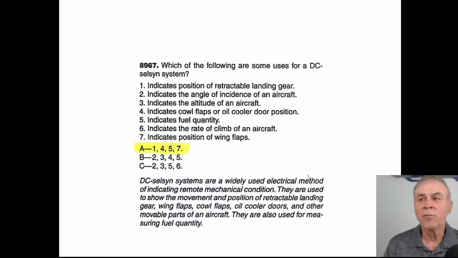So basically, what's the rule here? All movable parts of an aircraft, including oil cooler doors, cowl flaps, wing flaps, retractable landing gears. So it's mostly the movement and the position of the moving parts of an aircraft. And they are also used to measure fuel quantity.